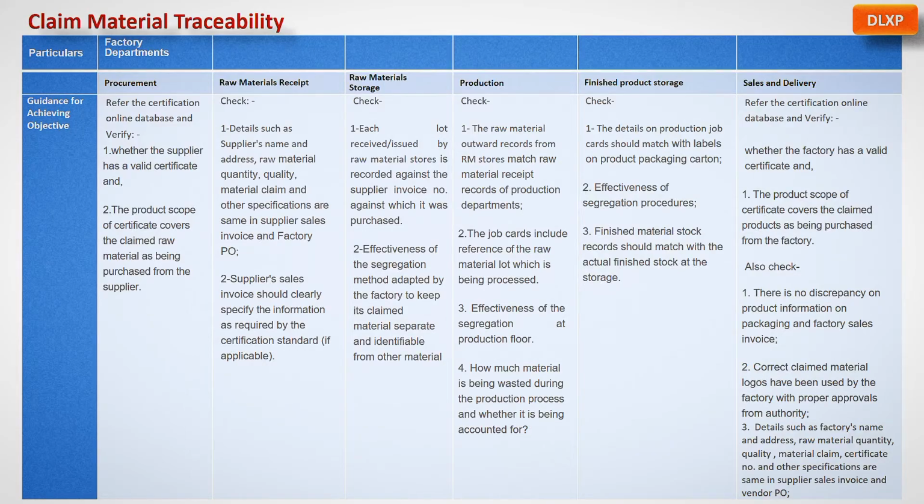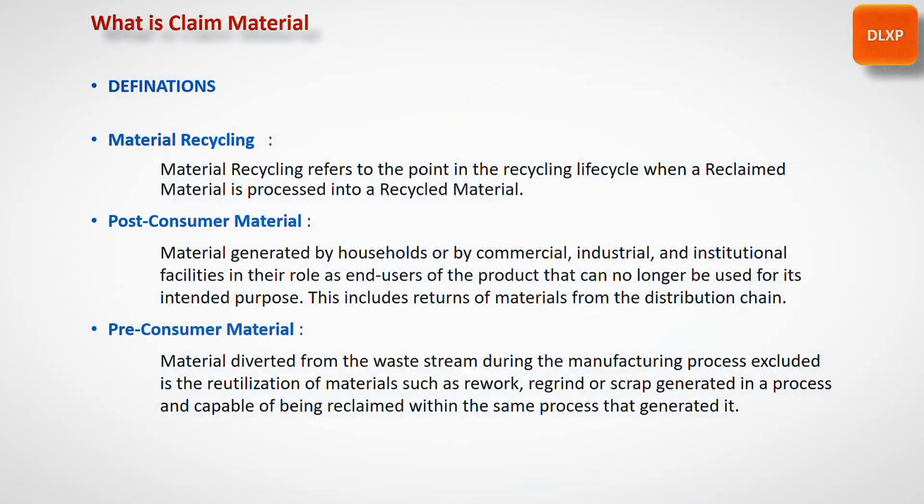For instance, in procurement, we need a certificate, and whether the supplier has various certificates with the scope of production, then raw material storage and receipts, production requirements, and finished product requirements at the end, and the same for delivery. So each section has been clearly identified with the requirements in this slide. These are definitions covering what material recycling is, what post-consumer material is, and what pre-consumer material is. From these definitions you will understand the exact requirements and the exact definition of the material itself.